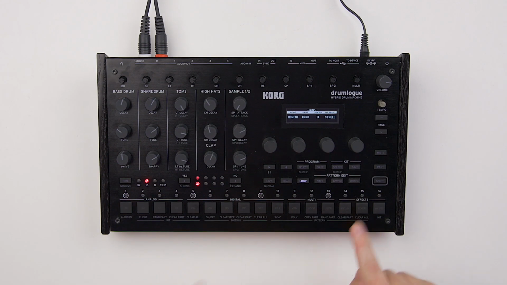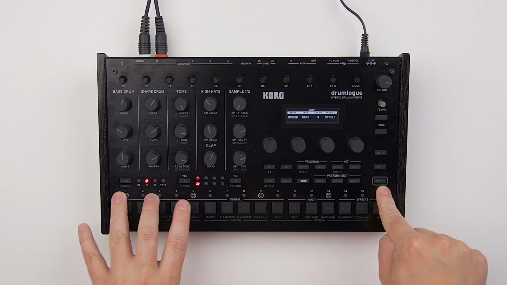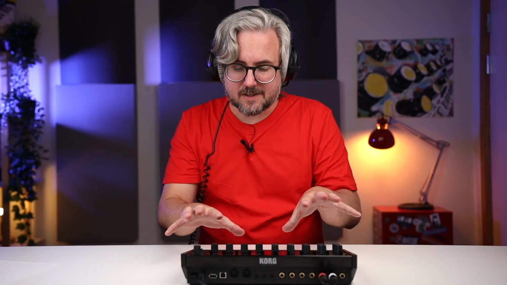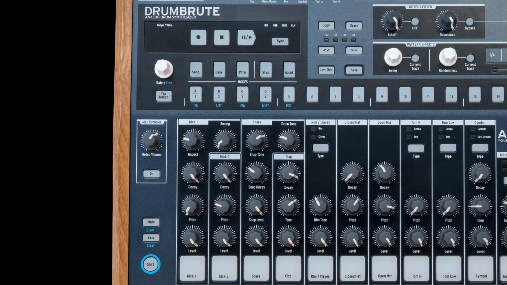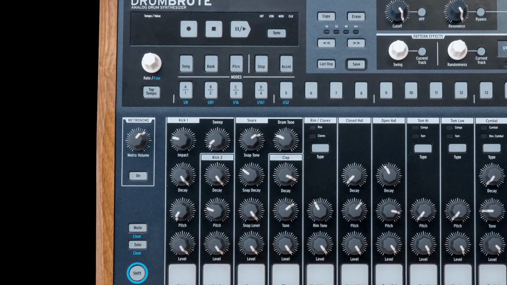It's pretty straightforward, didn't take me a long time to learn, but there are a bunch of shift commands that you will need to learn to fully utilize it, but it's not too difficult. You just have to ask yourself if you like this sort of workflow or if you want something that is more knob per function. Something like a Drumbrute, for example, where you have knob per function.